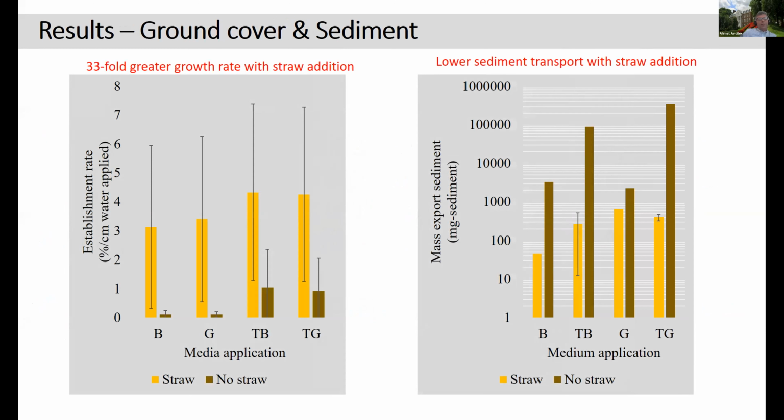So ground cover and sediment values are shown here. Here, the no straw is brown, and with the straw is yellow. You can clearly see that higher establishment of ground cover, or vegetative growth, was established by the straw inclusion, and sediment export or sediment transport was also decreased as a result of that.